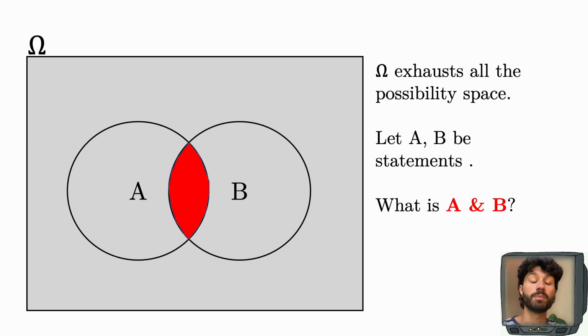For A and B to both be true, you have to be, you might say, in a world where both A and B are true. So if before you go into the gray part of A or the gray part of B, then A and B won't be true. A or B would be true, but not A and B.